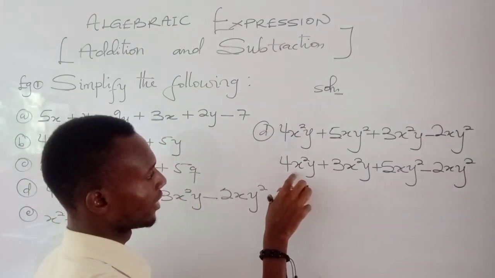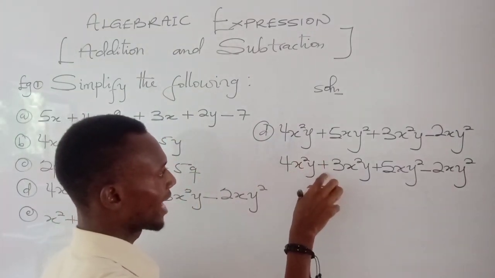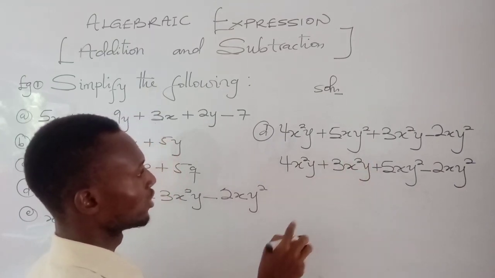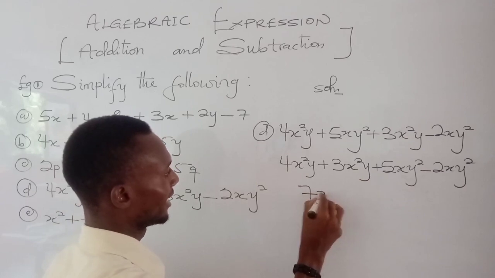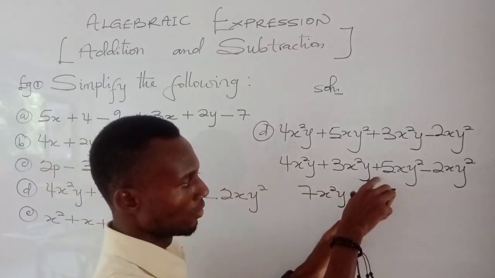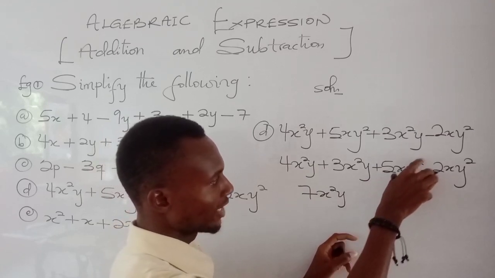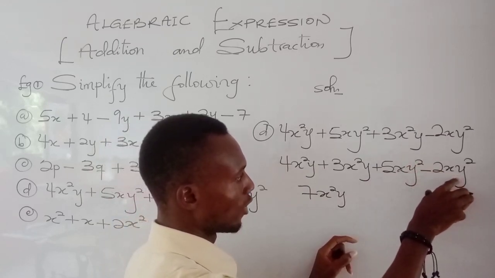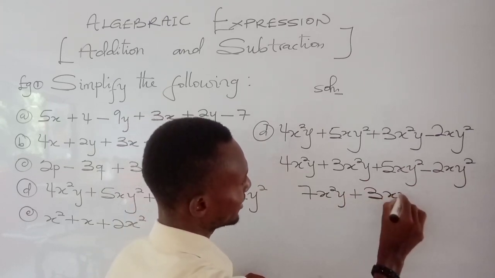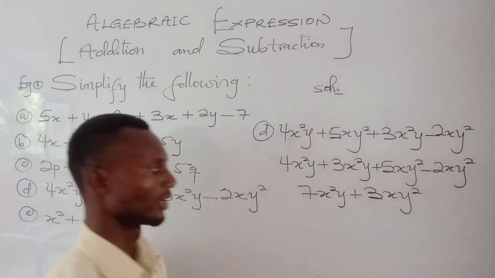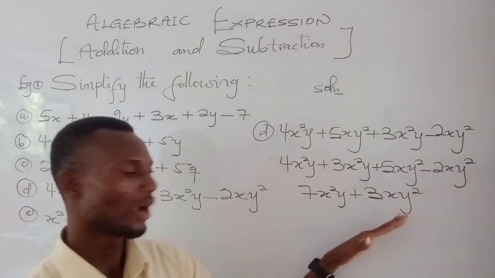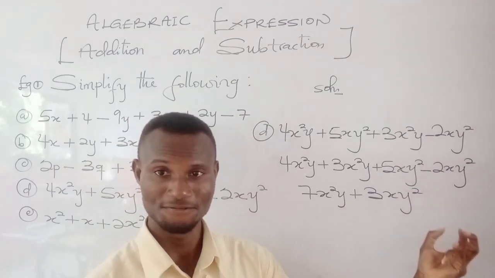So now this 4s squared y plus the 3s squared y is going to give me 7s squared y. Okay, then now 5sy squared minus 2sy squared is going to give me plus 3sy squared. Okay, now this becomes our final answer, which we cannot simplify further.